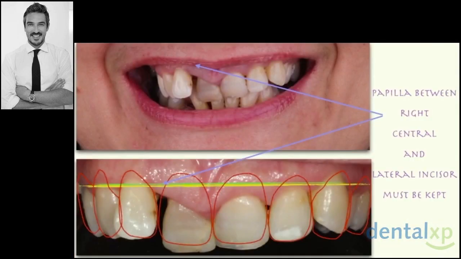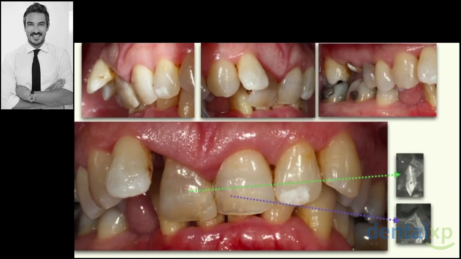And the final situation is the partial extraction therapy. Look at this patient, the initial situation. This is what we have, and this is what we want to have. And the papilla between central and lateral incisor determines the success of this therapy. Here some lateral views.